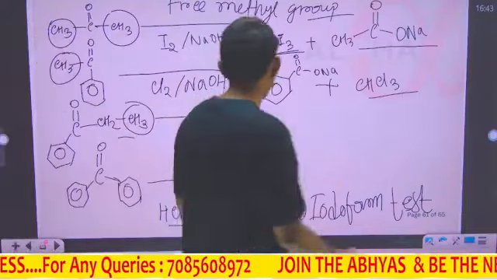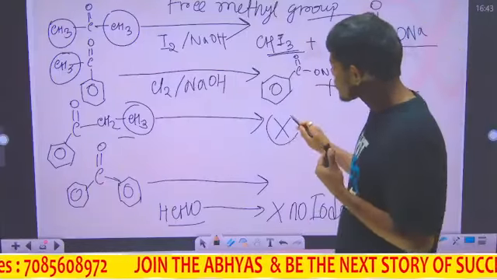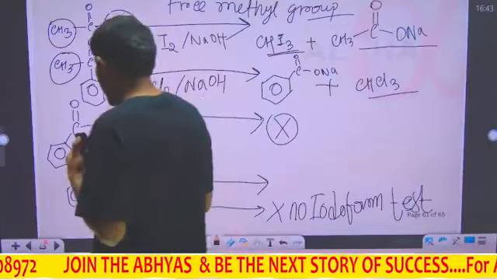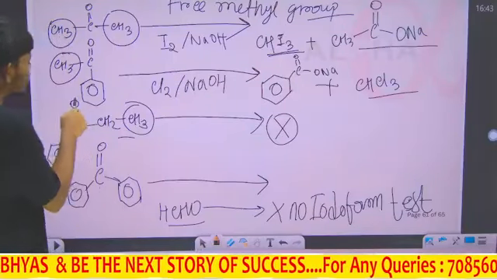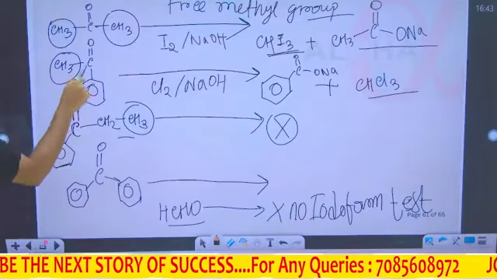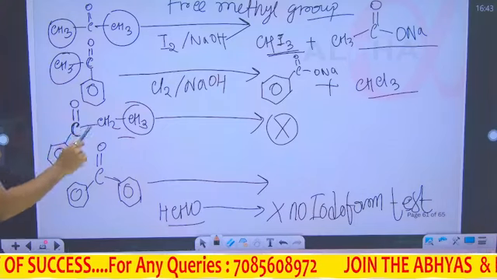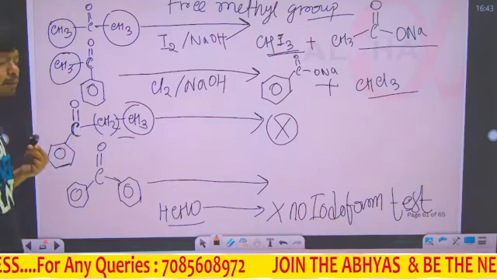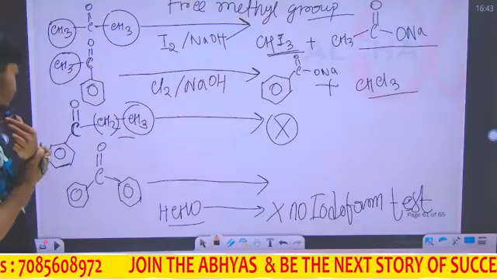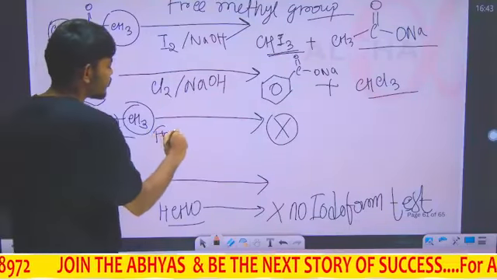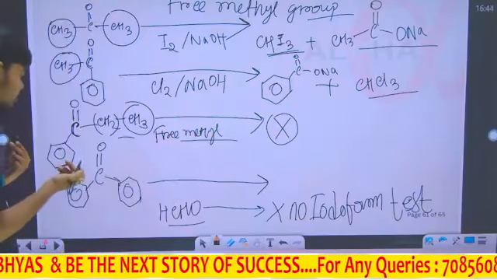Yes, it contains, but there is no reaction. Why is there no reaction? Because the free methyl group has to be attached to this carbonyl group. Is it attached to the carbonyl group? It is attached, but there is a different group in between them. So this will not give any haloform or iodoform test. There is a free methyl group, but it is not bonded to the carbonyl C-O bond. This will not give.